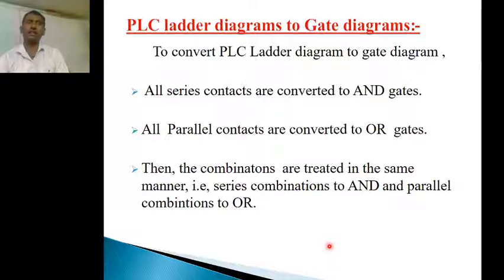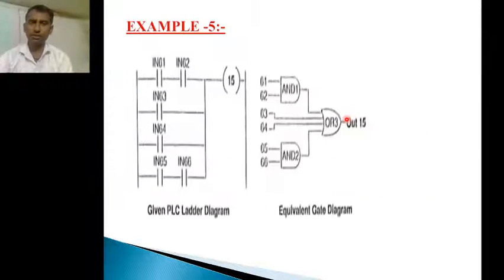In order to convert the ladder diagram, what we do is, all series contacts are converted into AND gates, and all parallel contacts are converted into OR gates, and combinations are treated in the same manner. That is, series combinations are AND gates and parallel combinations are OR gates. So let us see one example.